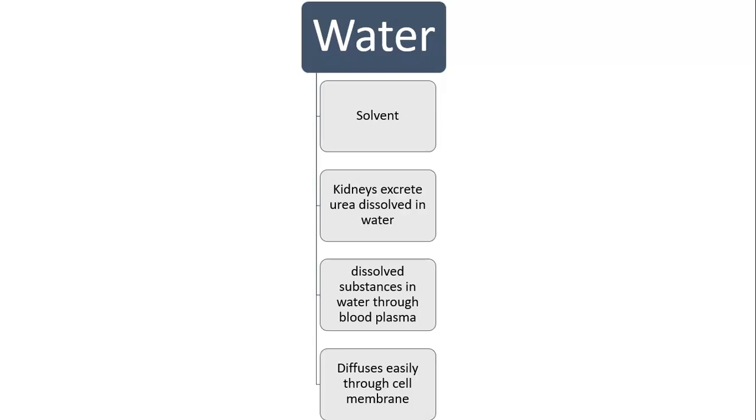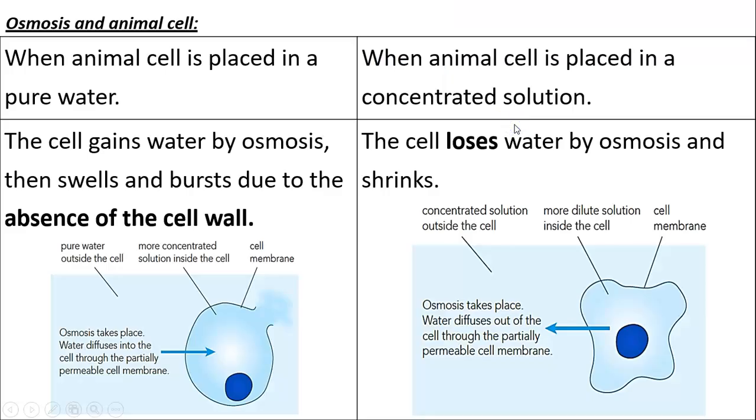Water is very important. It is the solvent in which we dissolve a lot of solutes. Also, in biology, when we need to excrete urea, the kidneys dissolve this urea into water. Any dissolved substances in the blood plasma are dissolved in water, like a lot of nutrients. Also, water diffuses easily through the cell membrane. That's why osmosis is considered a type of diffusion.